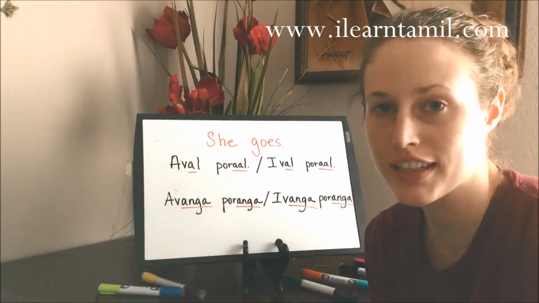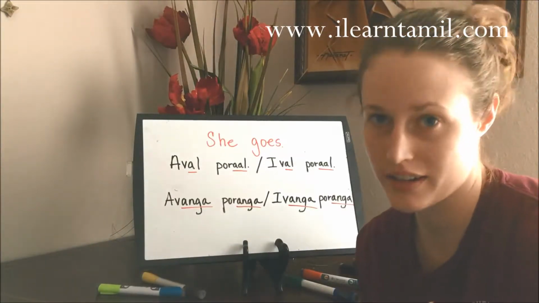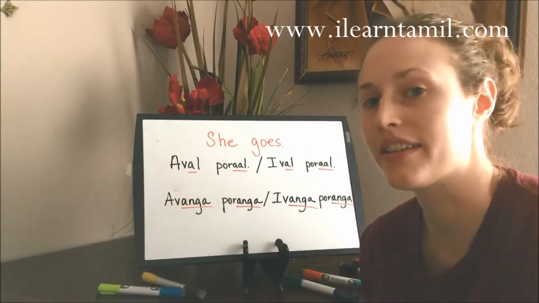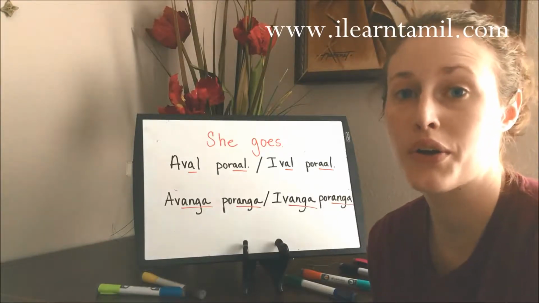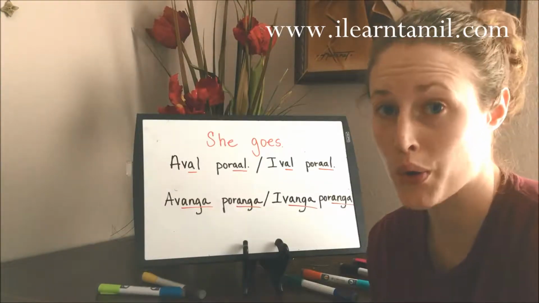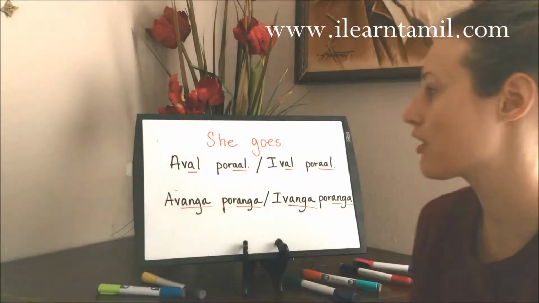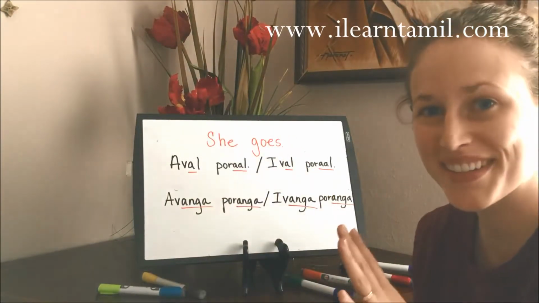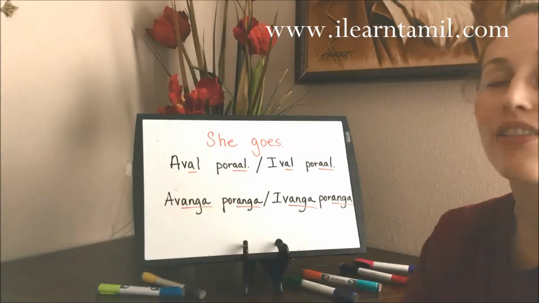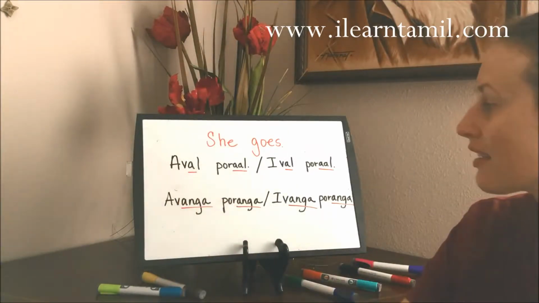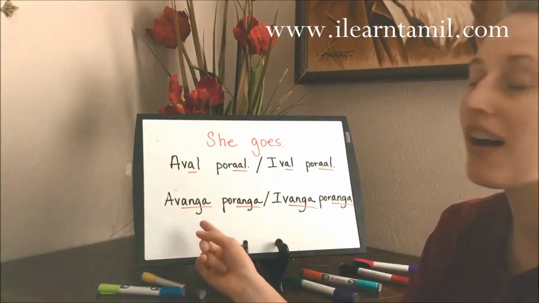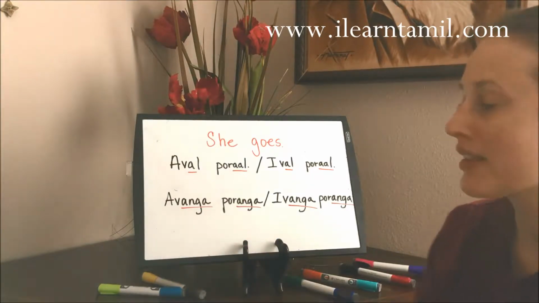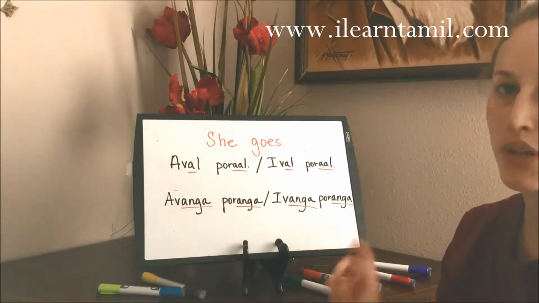So we know the word she is aval or ivil, avanga or ivanga. And we know that go, the root word is po. So we're going to put the two of them together to make the sentence she goes. So again, there's 4 ways you can do this. It can be aval poral, ivil poral, avanga poranga, or ivanga poranga.